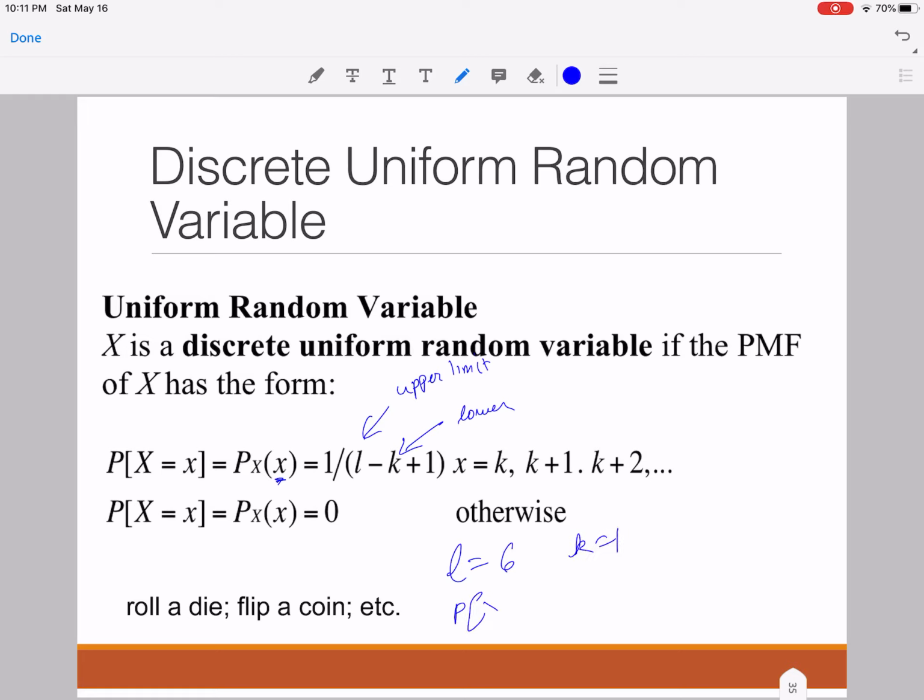For example, when I roll a die, L is equal to 6 and k is equal to 1. So the PMF of x in that case for a rolling-a-die experiment is 1 over 6 minus 1 plus 1, which is 1 over 6 for x equal to 1, 2, 3, 4, 5, and 6, and it is 0 otherwise. We are not going to spend any time solving probability problems for uniform random variables in this video, but I may solve these problems for you when we meet in class on Thursday, because you have already been exposed to uniform random variables of discrete nature.